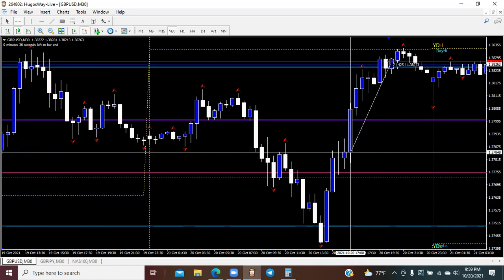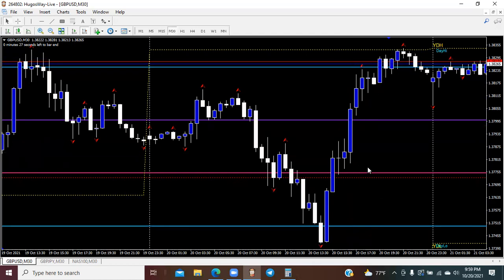And as you can see, we came all the way back up to that previous day high, and that was a 47 pip move. So that was my breakdown for you guys for GBP USD for the past 3 days.